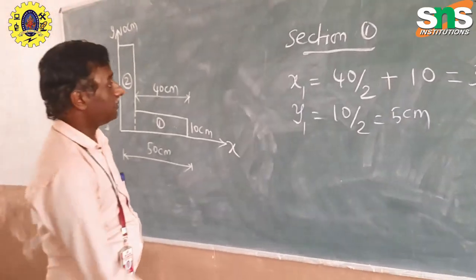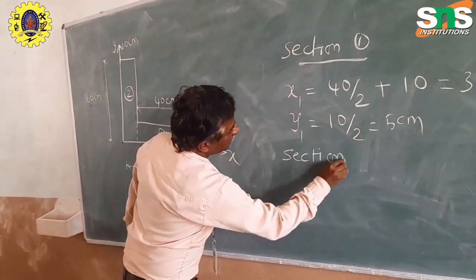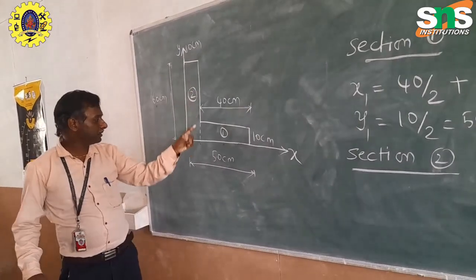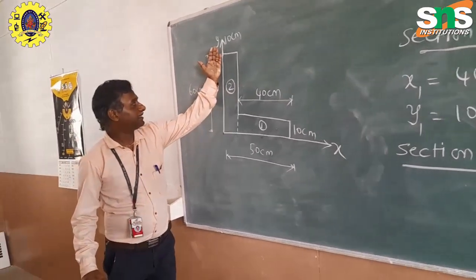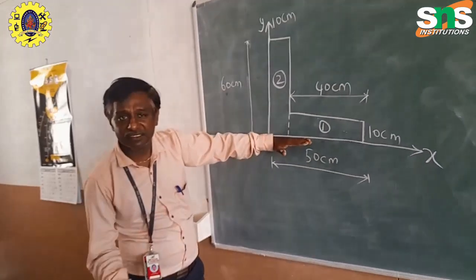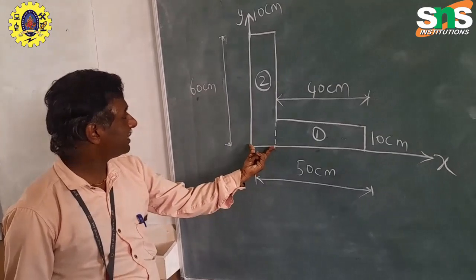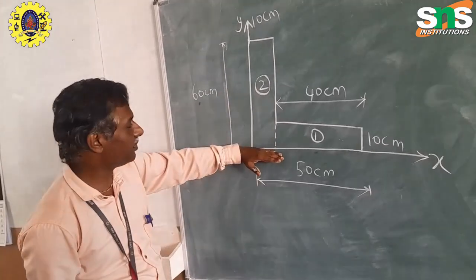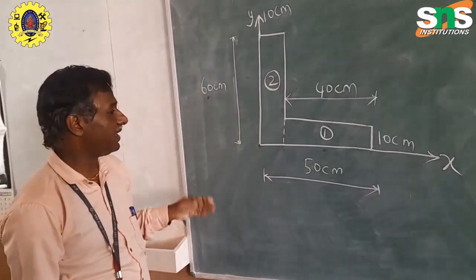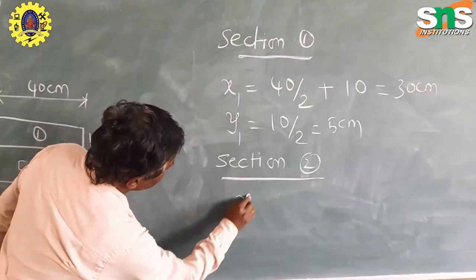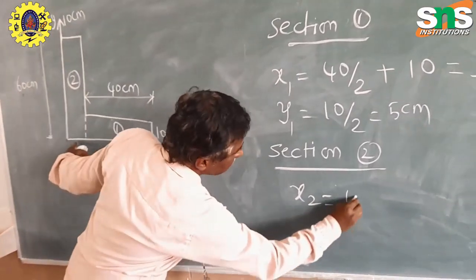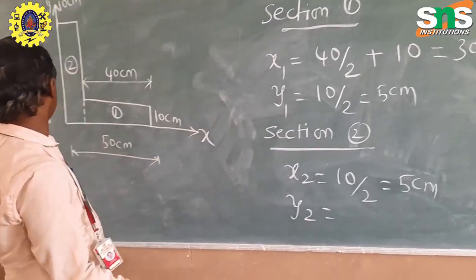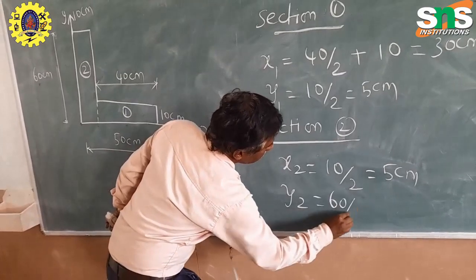Then let's move on to section 2. So consider this rectangle alone. It is attached directly with the y-axis and directly with the x-axis. So x is nothing but half of the x value and y is nothing but half of the y value, because there is no gap at all. So x2 equal to 10 by 2, 5 centimeter, and y2 equal to total is 60, so half of the value, 60 by 2, that is 30 centimeter.